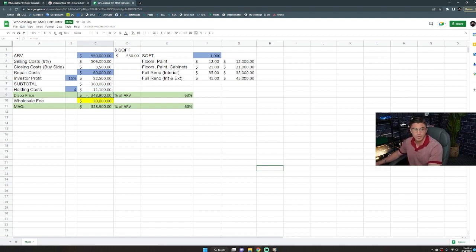So quick little review. Once we take the ARV, we back out all the costs associated with the property, from all the fees involved from selling it, rehabbing the property, the amount of money they're going to want to make, we're going to get our dispo price. Now our dispo price is what we're going to be able to sell the property for. So technically anything underneath this should be profit for us. Now I always want to make at least $20,000 on a wholesale deal. So we just put in our desired wholesale fee here, and that will give us our MAO.